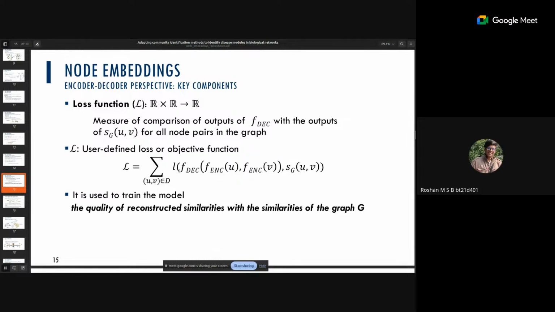So this particular part is the reconstructed similarity score and this is the original similarity score. You define something called a loss function or objective function so that the approximated similarity score is equal to the original similarity score. This is how you update the parameters in the encoder and decoder functions. Any doubts in this part? Like, why do we need an encoder and decoder, or do you need any further explanations?